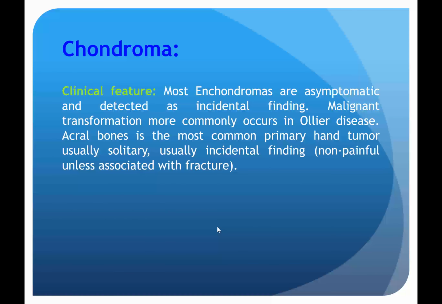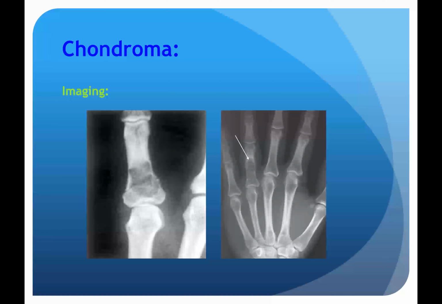Clinical feature: most enchondromas are asymptomatic and detected incidentally. Malignant transformation is common in Ollier disease and in multiple lesions. Enchondroma is the most common primary hand tumor, usually solitary, usually an incidental finding, and non-painful unless it causes a fracture. On imaging, in the film, we see what we call ground glass appearance, and sometimes there are flakes of ossification inside the lesion.